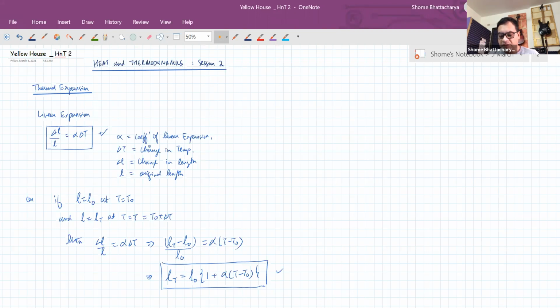Apart from this, of course, we had seen temperature scales, etc. All right, so let's start with another example problem.